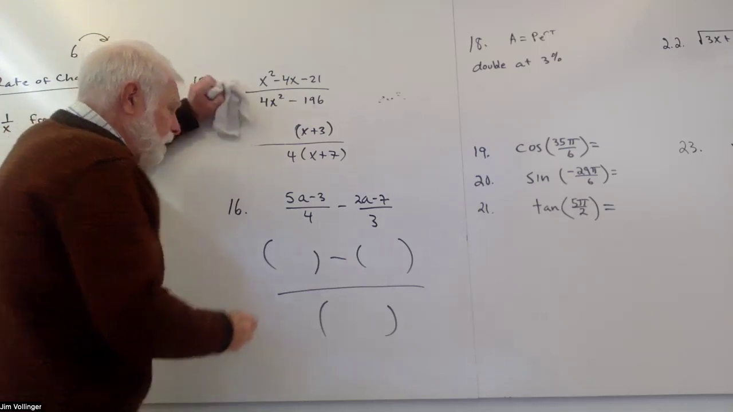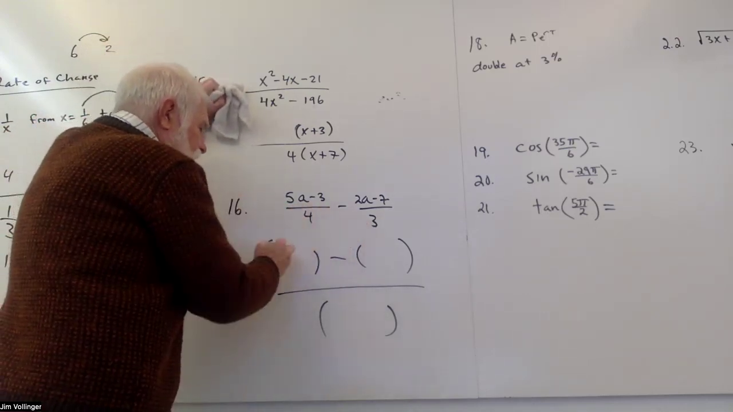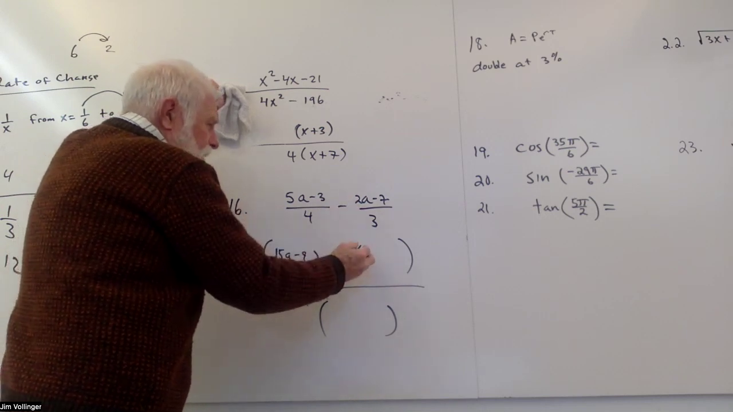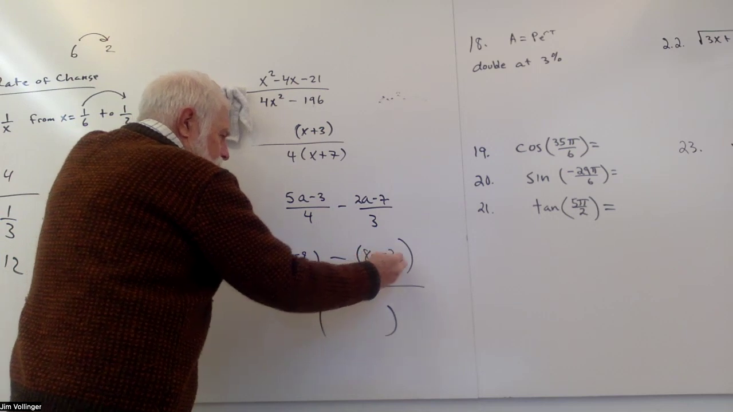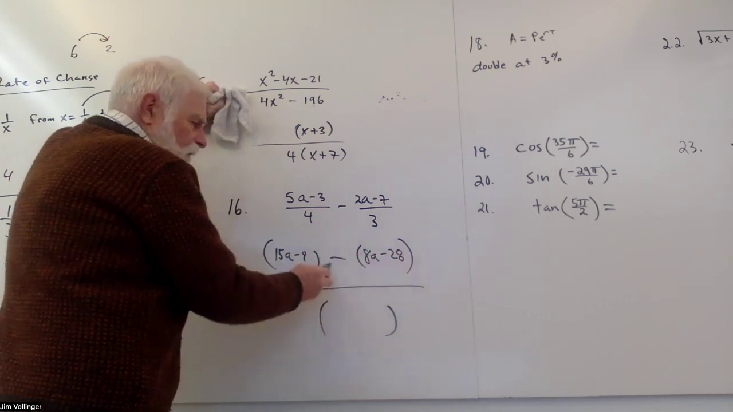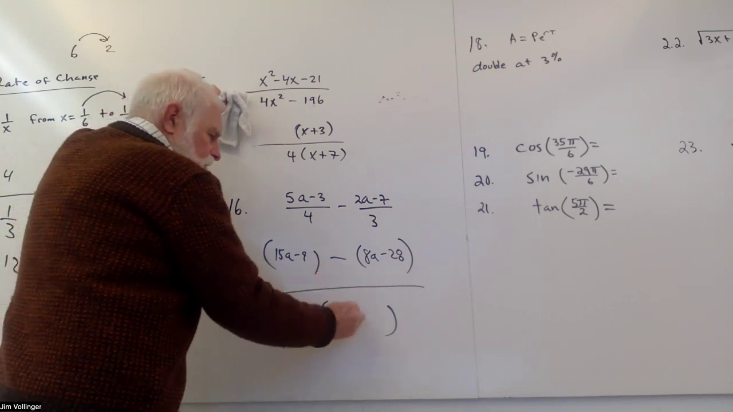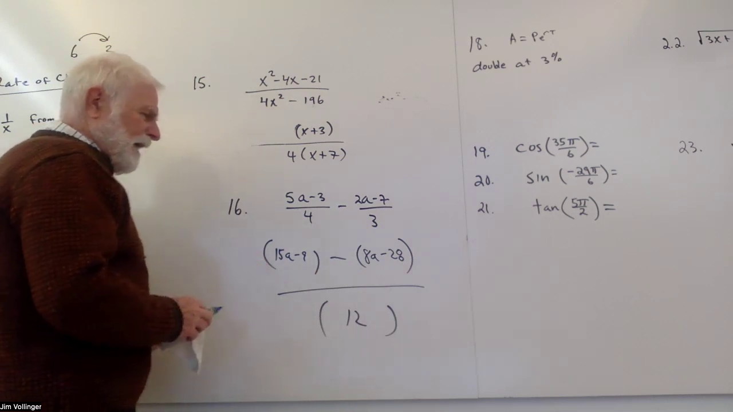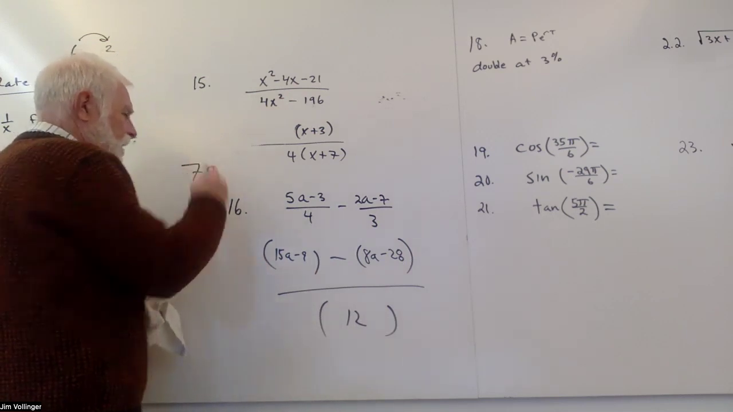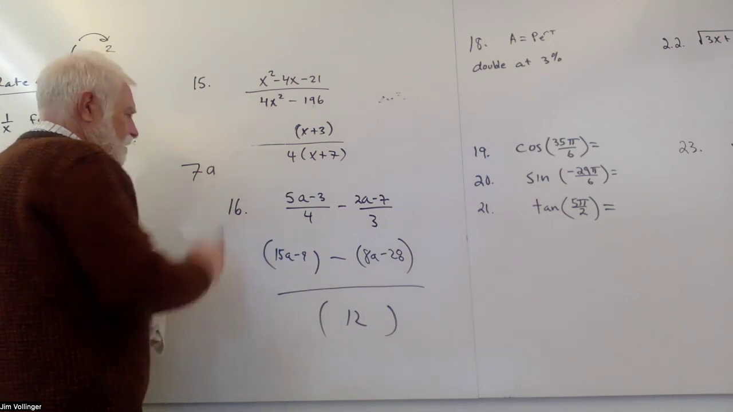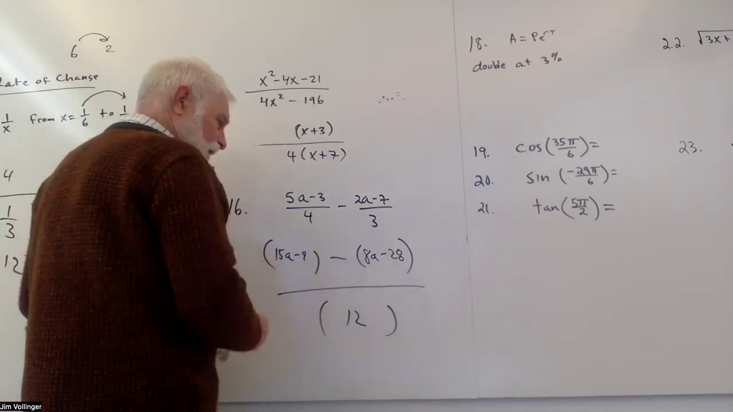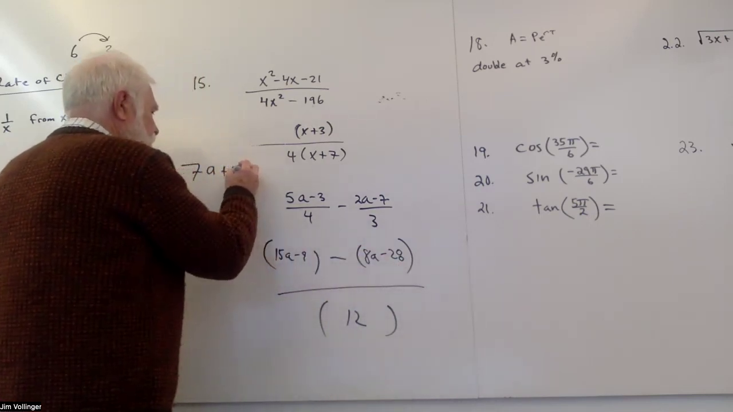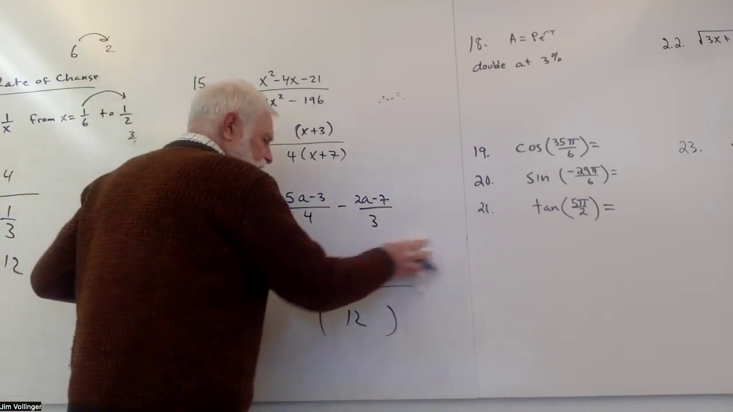Bingo, bango, bongo. So I got 5a times 3, 15a minus 9, minus 8a minus 28. Well, it's a good thing I put that parentheses, or I might have made a mistake with this subtraction. All right, I'm going to use the old eraser here. 15a minus 8a is 7a. And minus 9 plus 28 is positive, excuse me. So 7a plus 19.